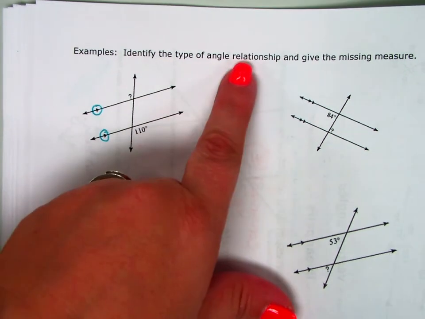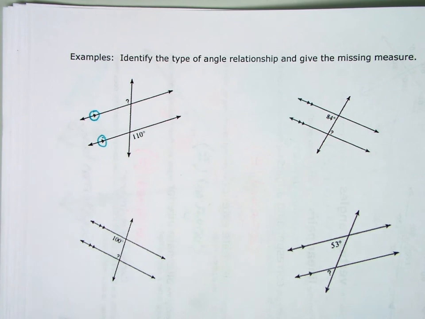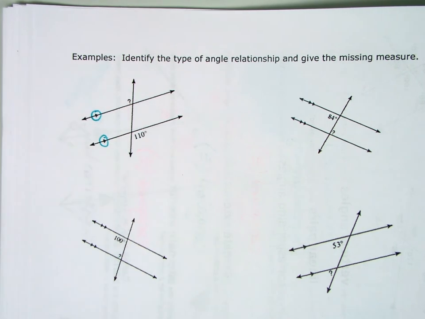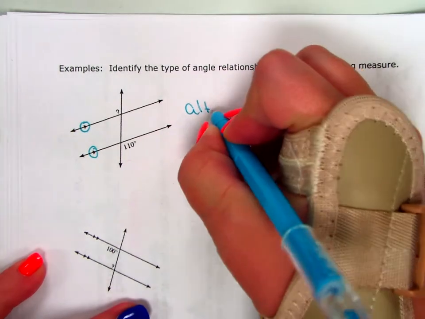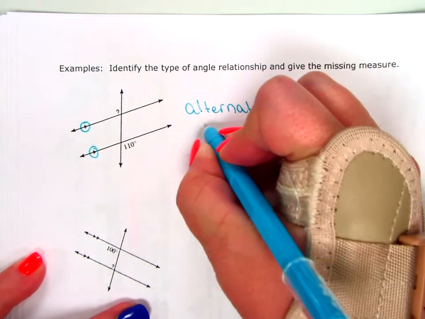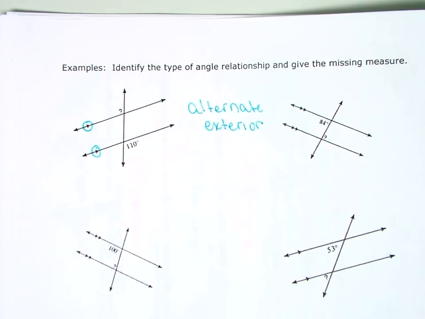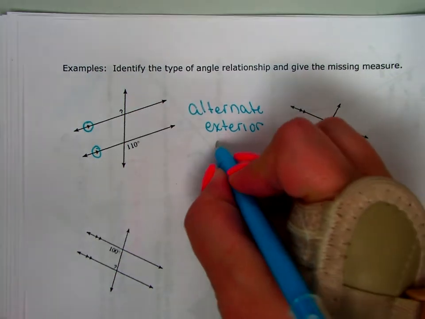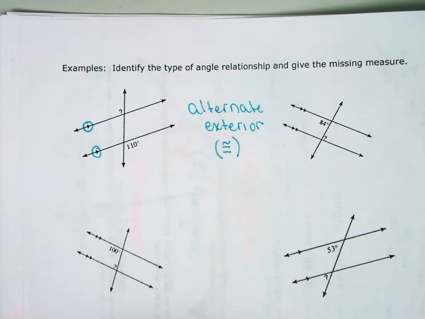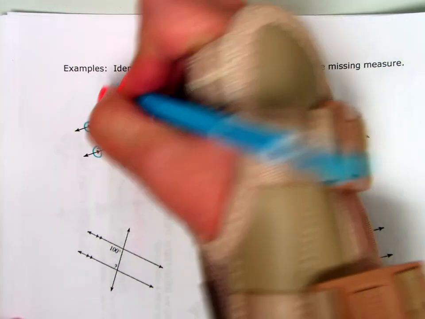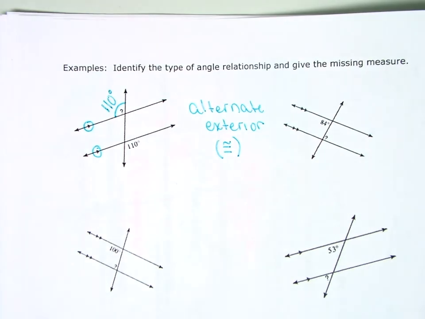It says to identify the type of angle relationship and then give the missing measure. Okay? So what's the type of angle relationship between these two angles? Alternate exterior. Very good. So that means they are congruent or supplementary. Which one? Congruent. So how big is this angle right here? 110. Okay.